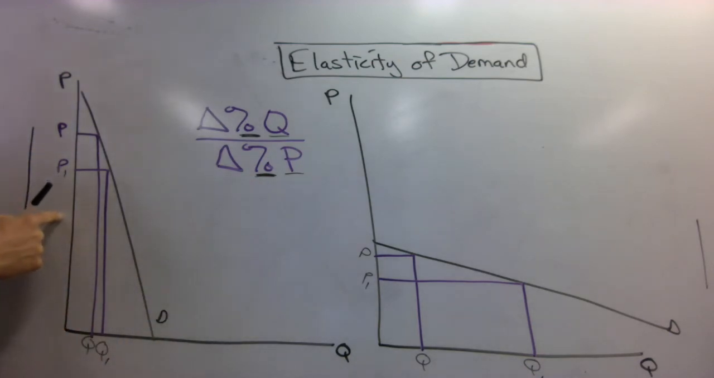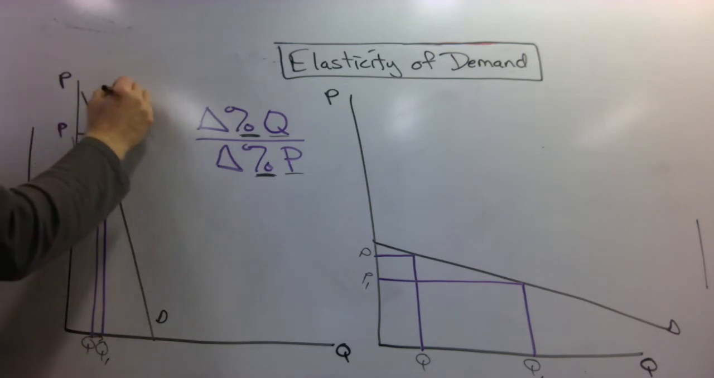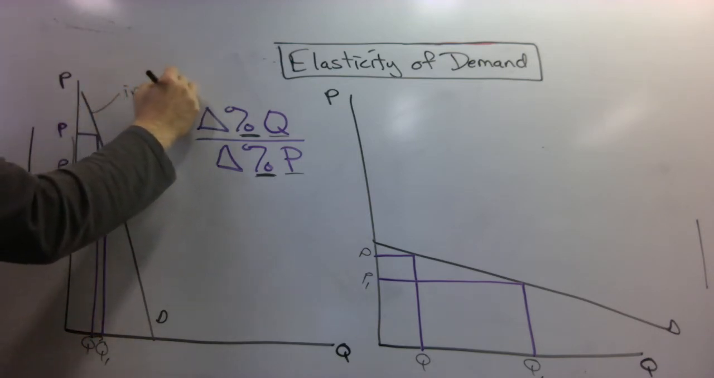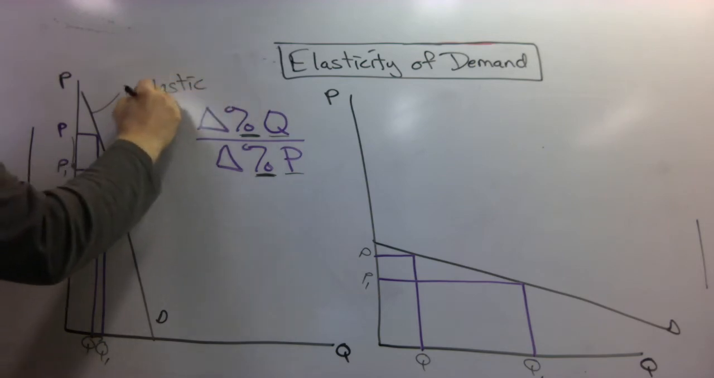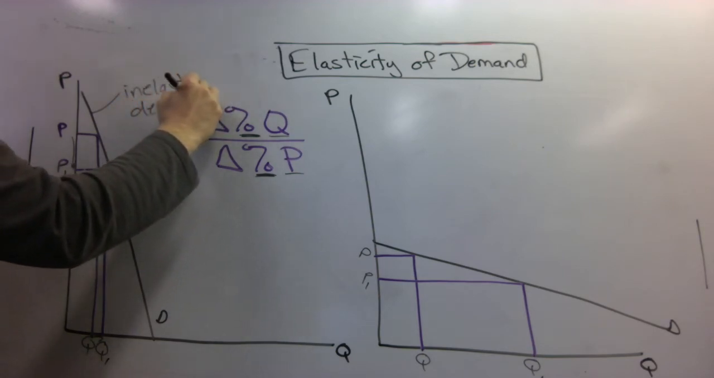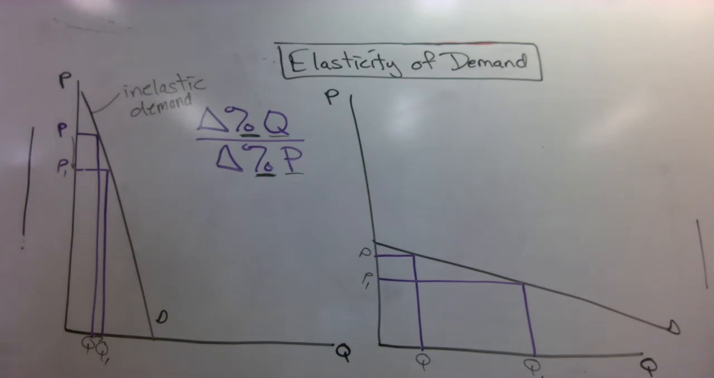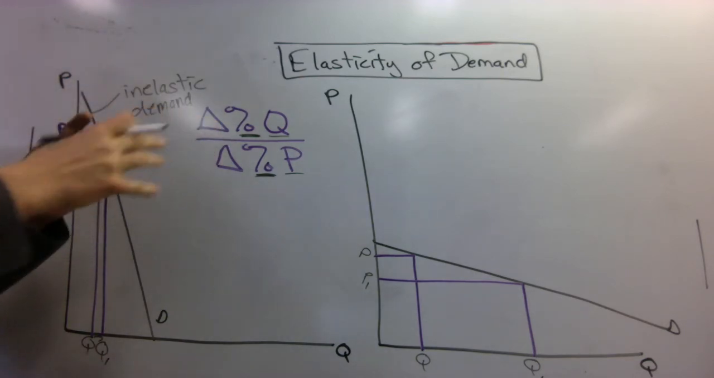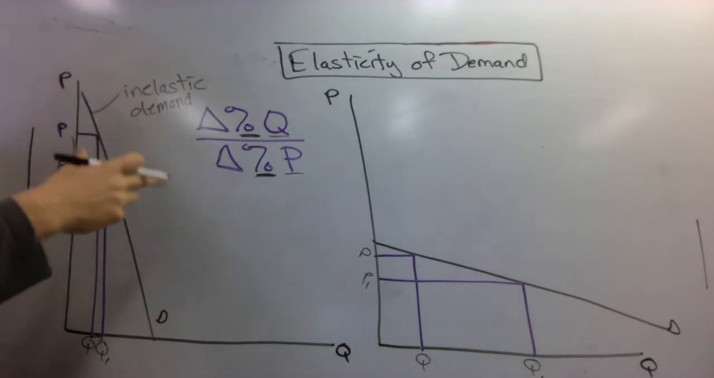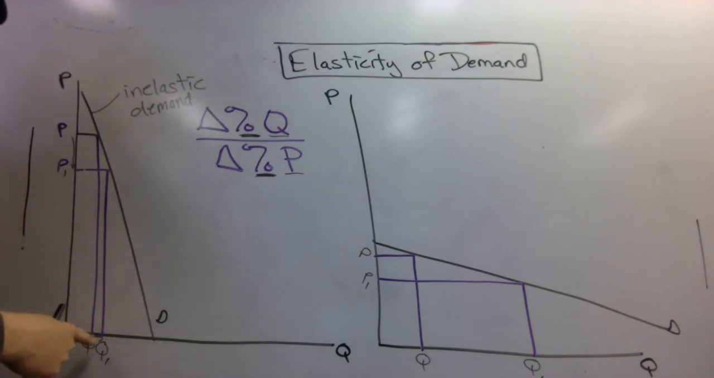So on this curve here, we see that if the price drops, we're going to get an expansion of output. But relatively speaking, the price drops quite a bit and the output does not expand that much. That's what we would call inelastic demand. Elastic, think stretchy, means responsive. In the inelastic case, the quantity demanded isn't going to change very much if the price changes.